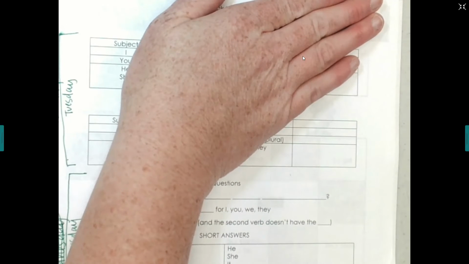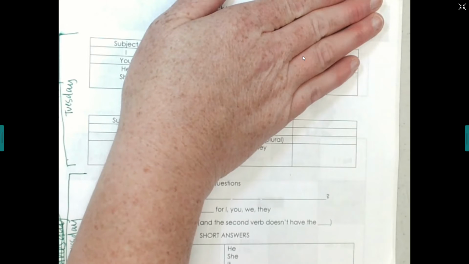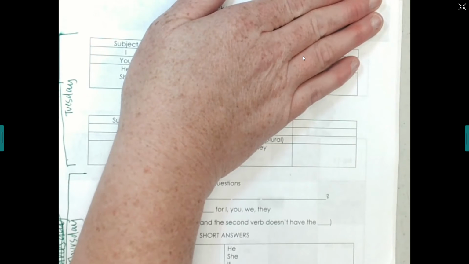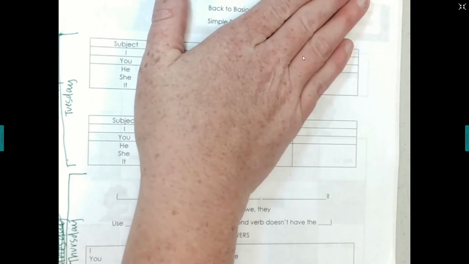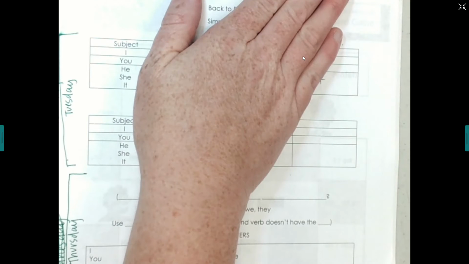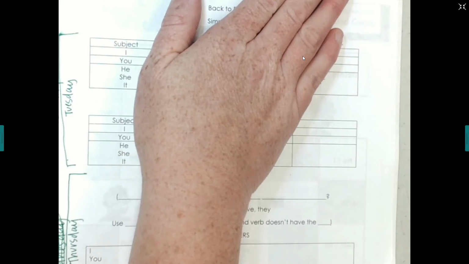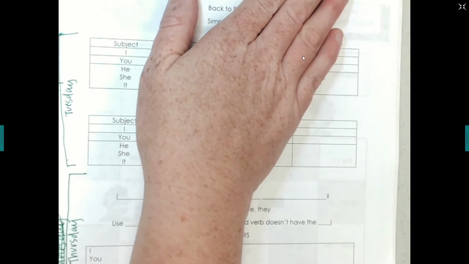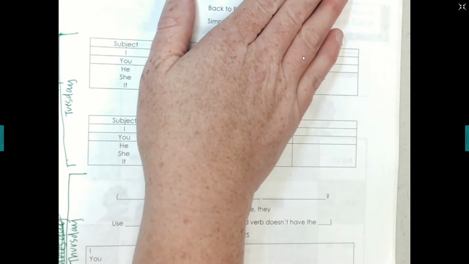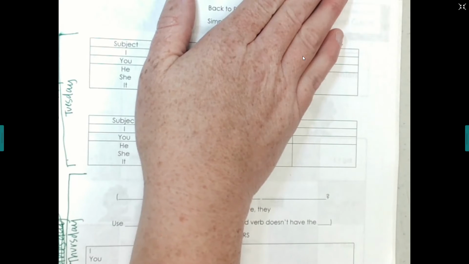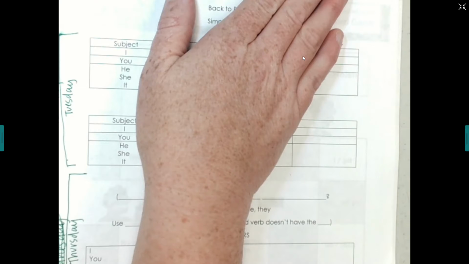I eat. They eat. Donald Trump eats with the S, right? Because it's he, right? Okay. You. Y'all. Ustedes. Y'all. Eat. No S. The dog. Eats. The dog. So that's it, right? An animal. One animal. All right.